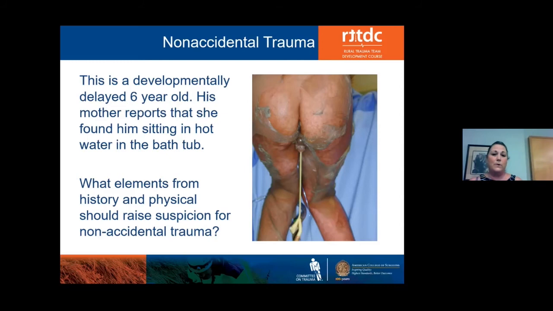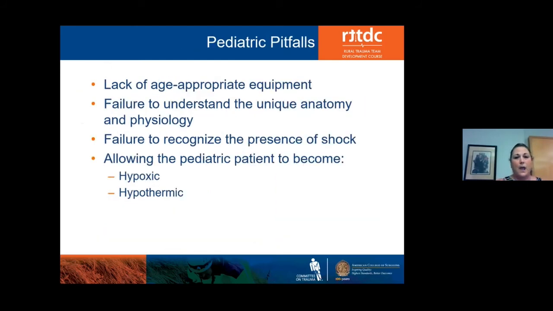And it's always important to report any type of abuse that you suspect, to make sure that there's not ongoing abuse occurring. It's also important to take off all the clothes so you can investigate and evaluate the skin for these children. So some of the pediatric pitfalls is the lack of age-appropriate equipment.